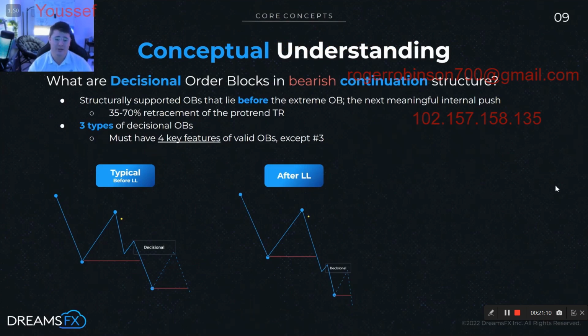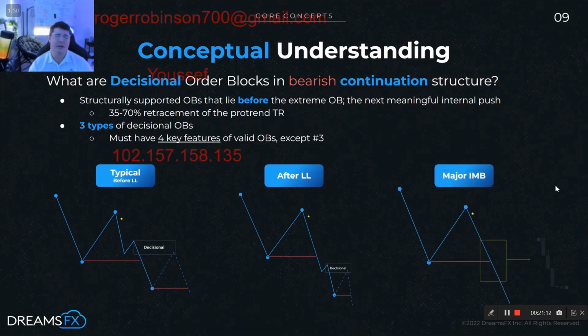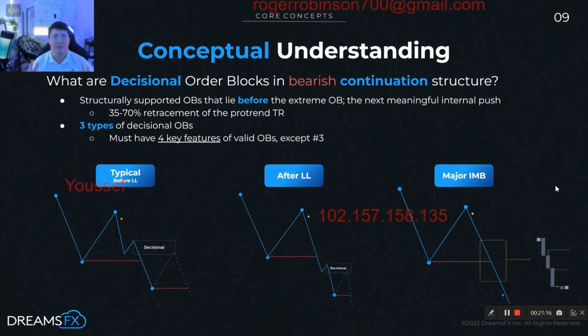You just have to have trust in the analysis. And then, of course, the last type is the major imbalance. When you see a major imbalance created and you only see one meaningful internal push, two things you always got to think. You got to think, all right, well, there might not be a decisional in this case, so the extreme could be the only valid order block.